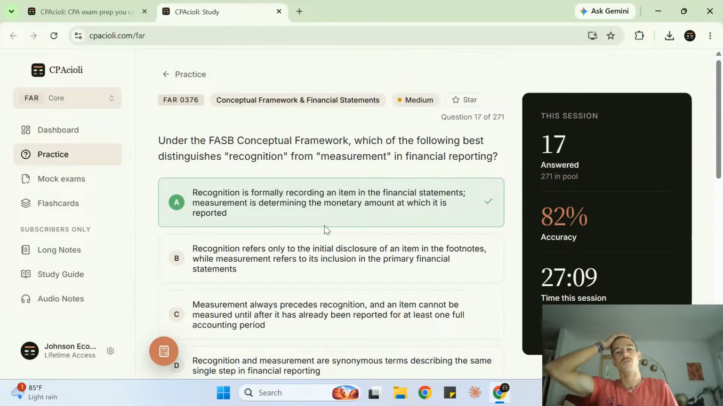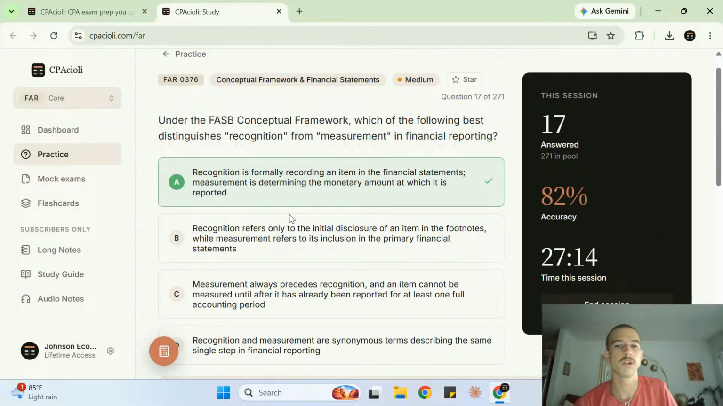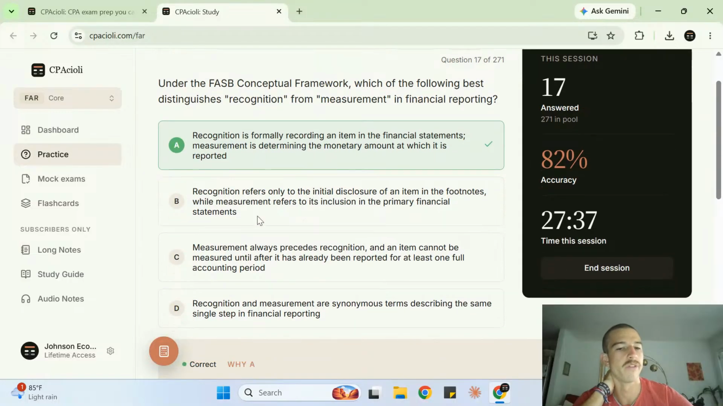Nice. Recognition is formally recording an item in the financial statement. Measurement is determining the monetary amount at which it is reported. And that's important because for modified accrual accounting, it's when measurable and available, not when it's recognized for modified accrual.